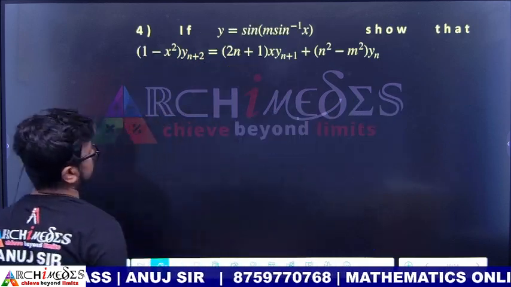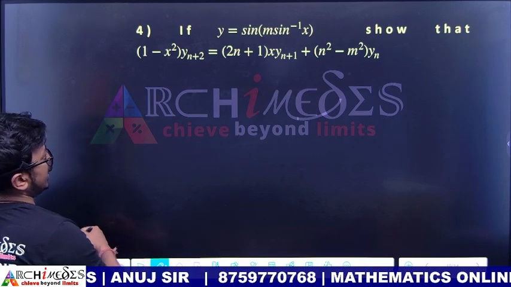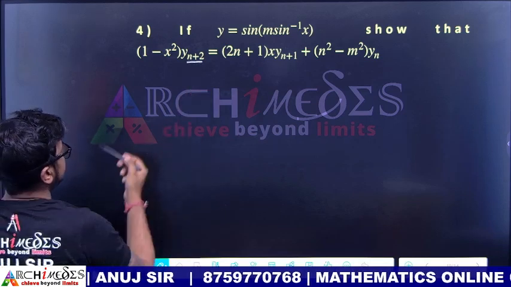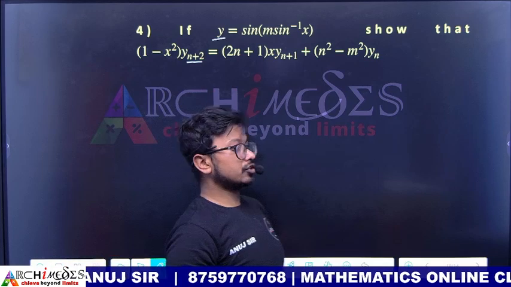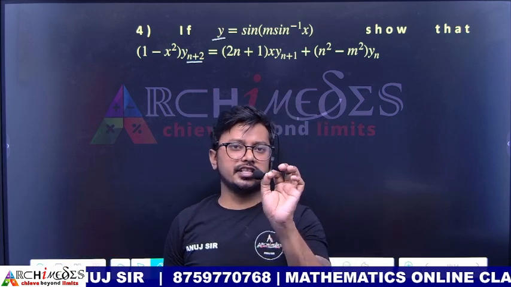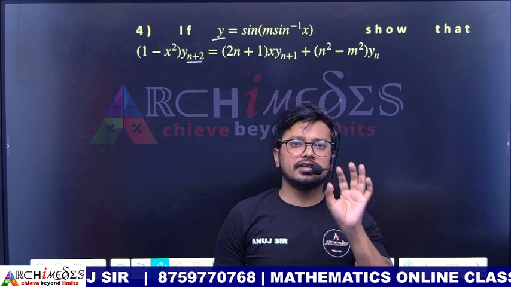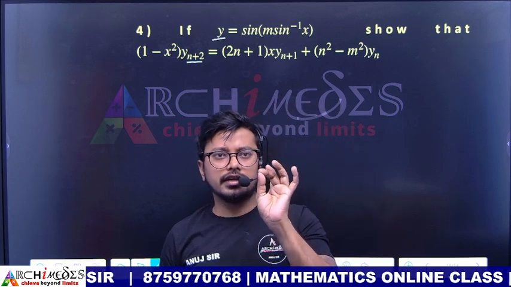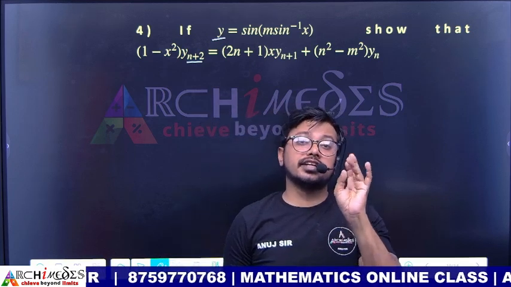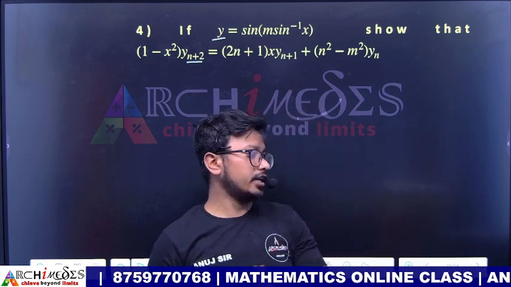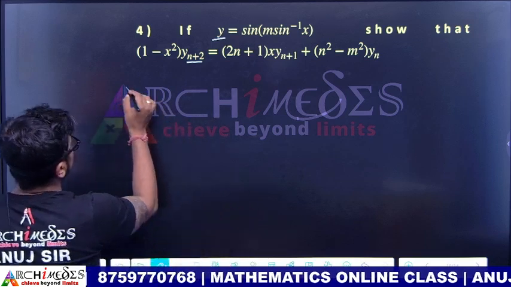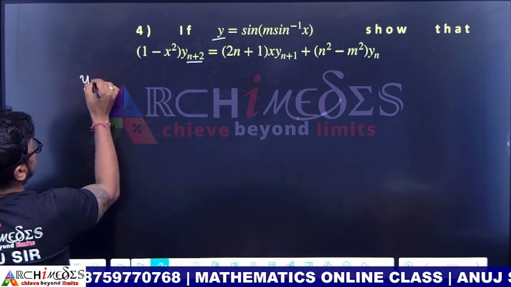So here also look over it. Here also you can easily identify. Look over here, what is n plus 2? That means, but here y is only given. So first you have to find out the second order differential equation, which should not contain the angle, which should contain only x, y, y1, y2 and constant term. Clear?